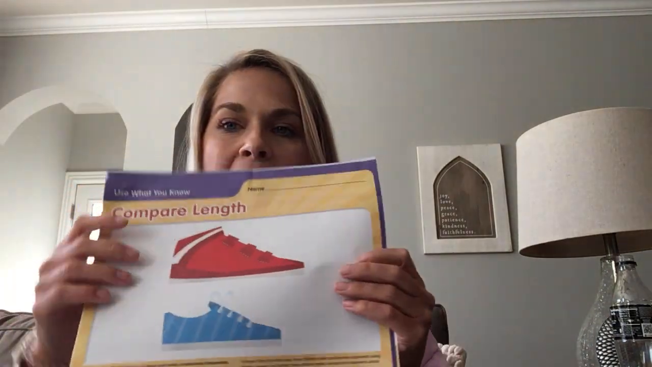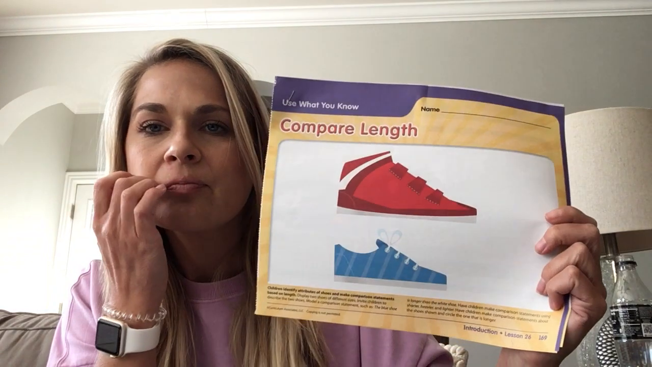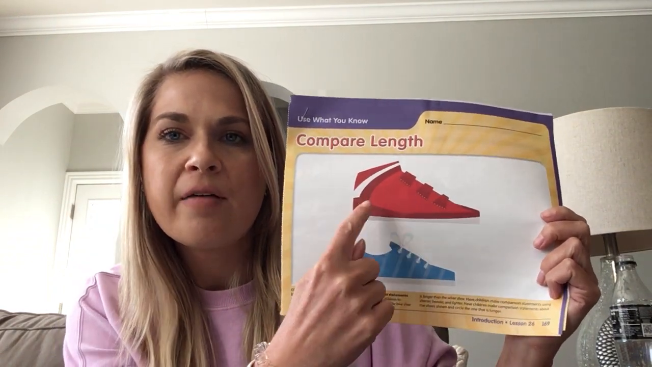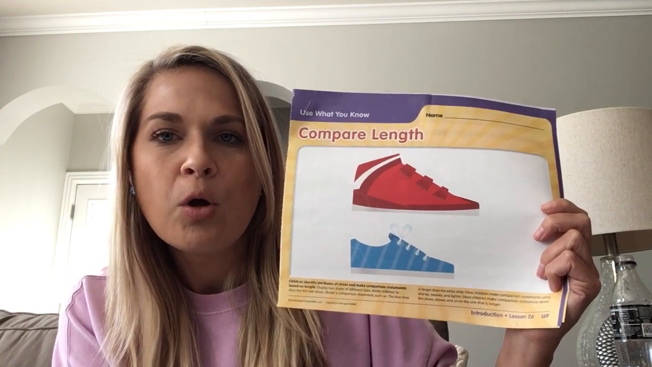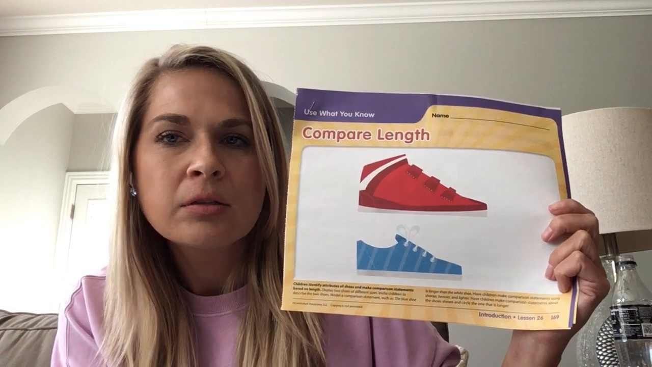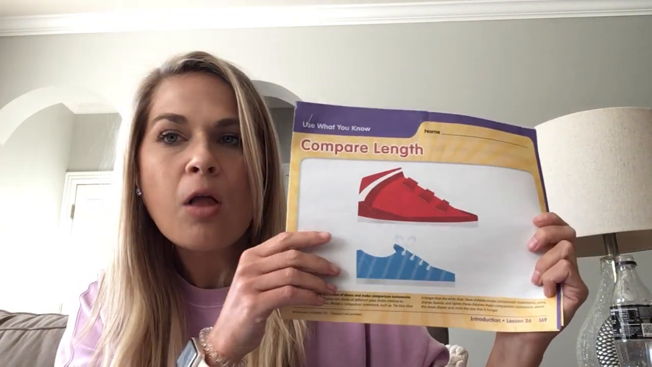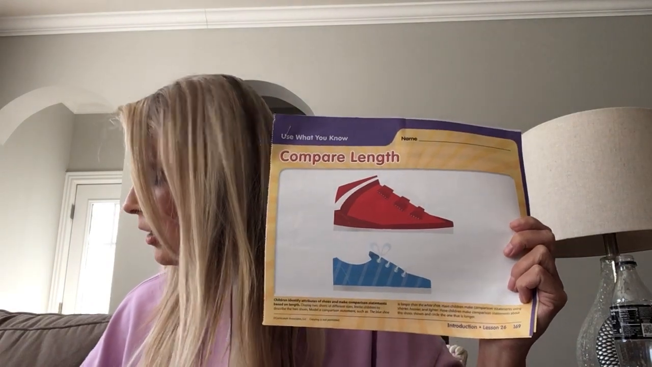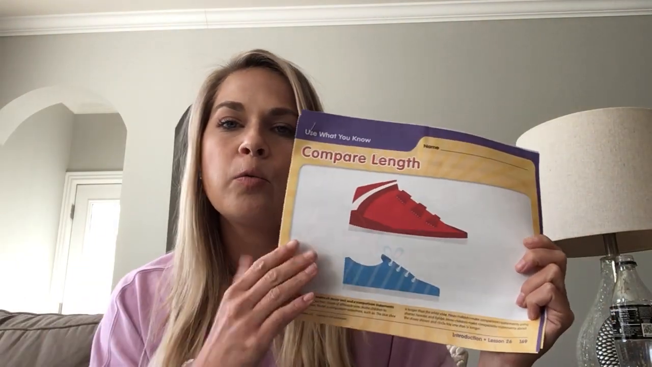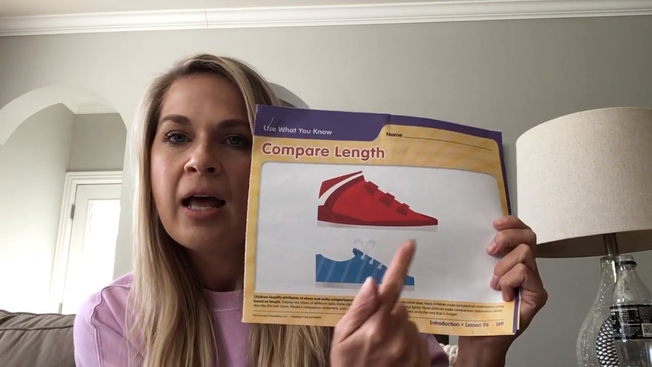So if you have this paper, I want you to look at it. If not, just look at mine. And how can we compare the length of these two shoes, of the red and blue shoe? Which shoe would be longer? See how they start the same spot? Which one is longer? And remember, longer, it's having a length that is greater. So which one is greater? Which one's length is greater?